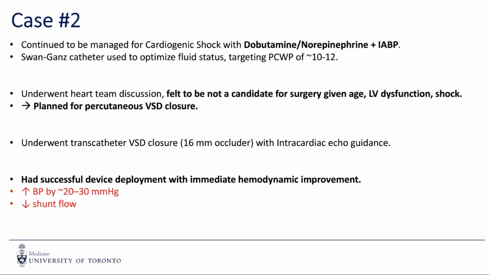So the patient was continuing to be managed for cardiogenic shock with dobutamine, norepinephrine, and a balloon pump. They also had a Swan-Ganz catheter put in to optimize fluid status, carefully diuresing, targeting a wedge pressure of almost 10 to 12.